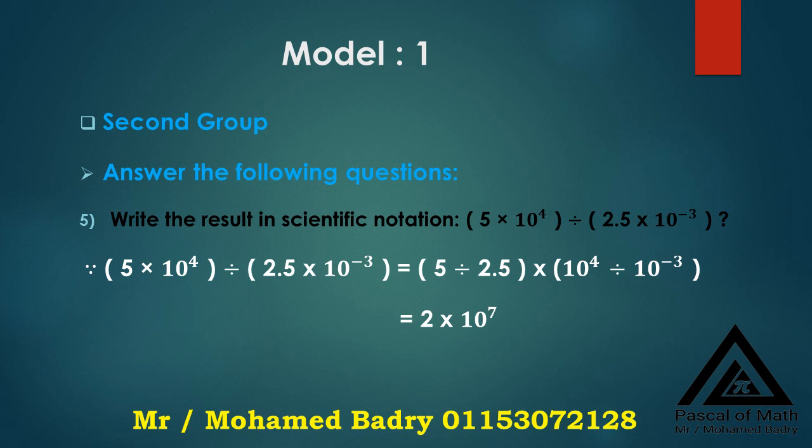This is the division of powers with the same base. Now keep this base as it is, 10. Now if we want to divide, we must subtract the powers. 4 minus negative 3, minus negative became positive. 4 plus 3 equals 7. The answer will be 2 times 10 power 7.